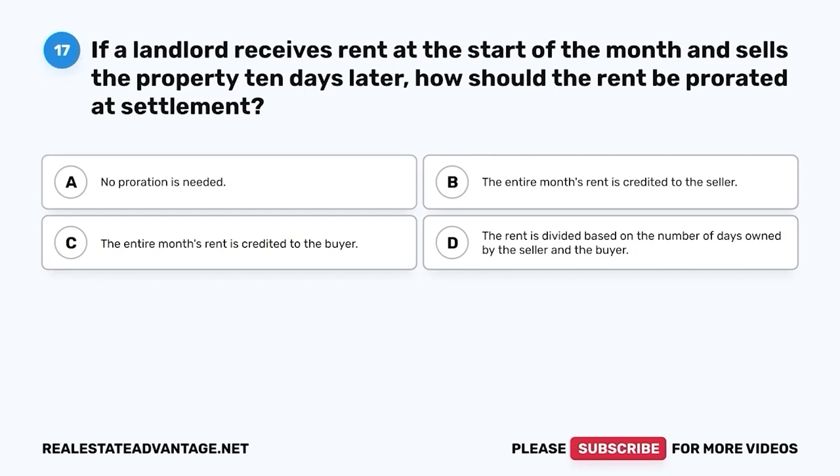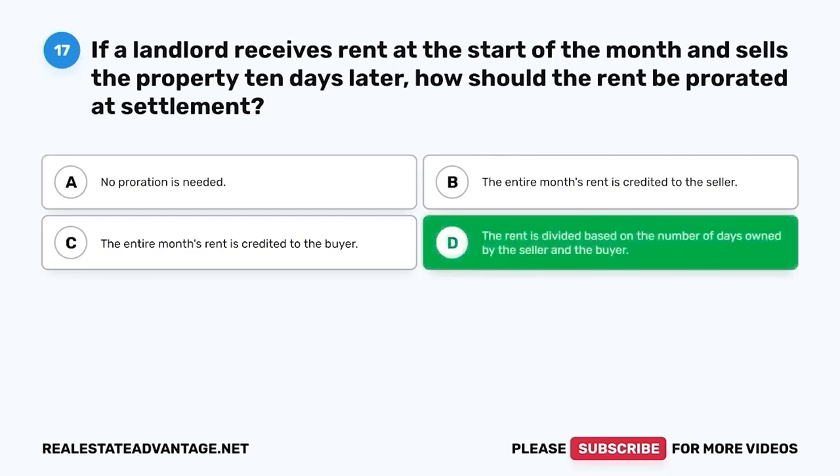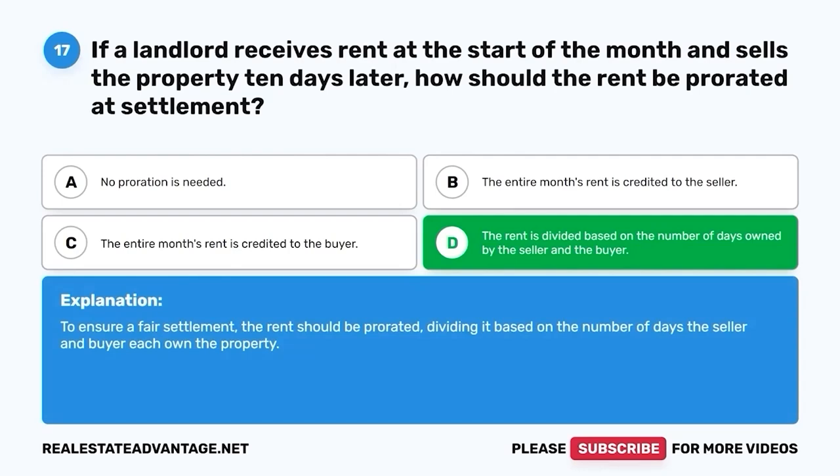A. No proration is needed. B. The entire month's rent is credited to the seller. C. The entire month's rent is credited to the buyer. D. The rent is divided based on the number of days owned by the seller and the buyer. The correct answer is D. The rent is divided based on the number of days owned by the seller and the buyer. To ensure a fair settlement, the rent should be prorated, dividing it based on the number of days the seller and buyer each own the property.